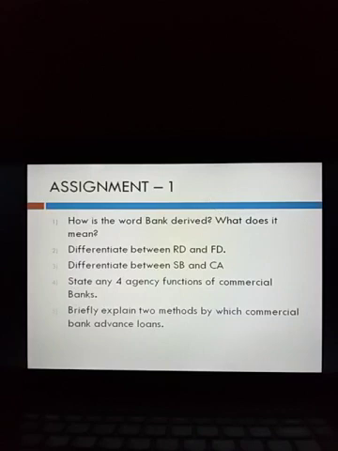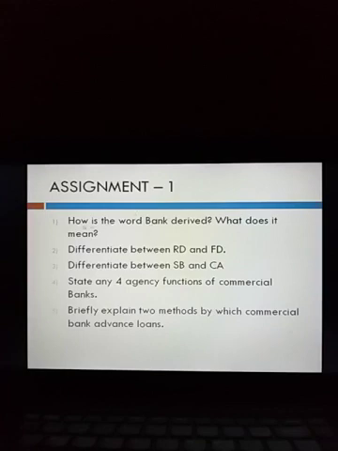So far, we have learned different functions of commercial banks, and in our previous classes, we have learned about advantages of bank accounts and different types of bank accounts. Based on these topics, I have given assignment 1 and I've listed a few important questions which are often asked in the board examination. Let us just go through them.